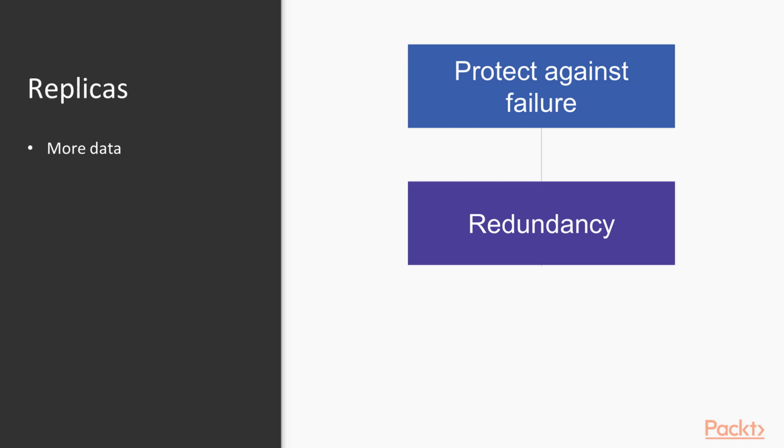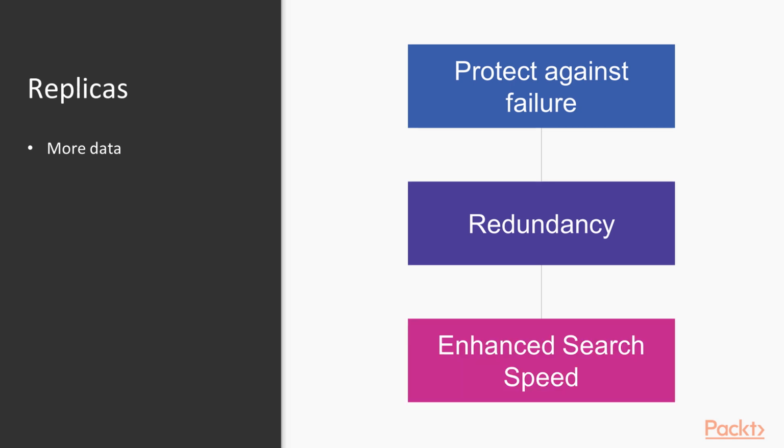And so we've got this redundancy built in for the data. You want to protect your data and make sure that it doesn't get lost from a system failure or hardware failure. Another big benefit is the enhanced search speed. This is for the primary shards, but you can also search against replicas for increased speed.